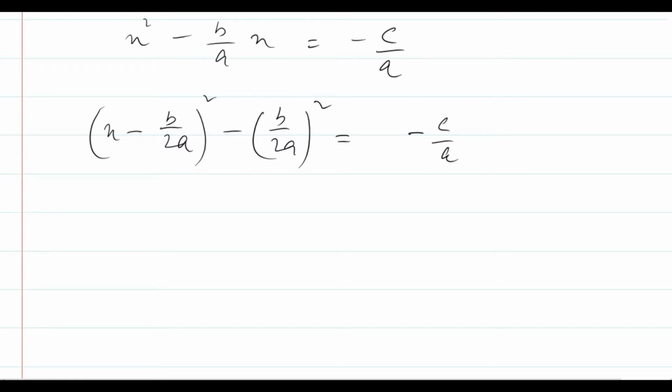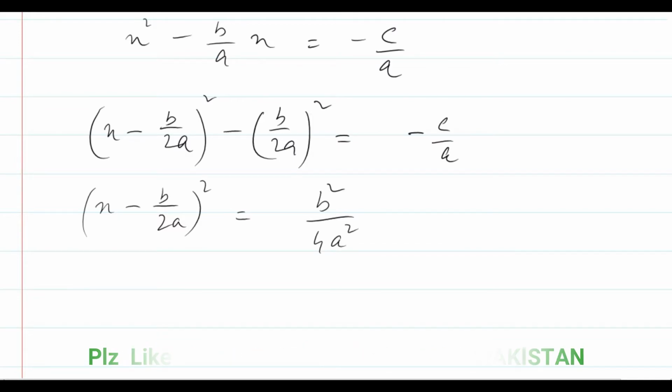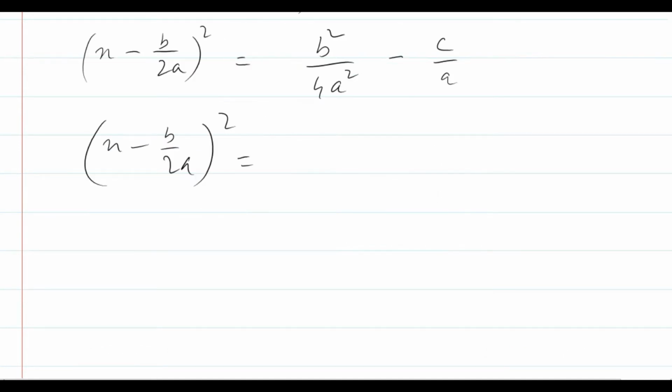And this can be simplified as x minus b over 2a whole square is equal to b square over 4a square minus c over a. You can take LCM on the right side, which is 4a square, and this is b square minus 4ac.